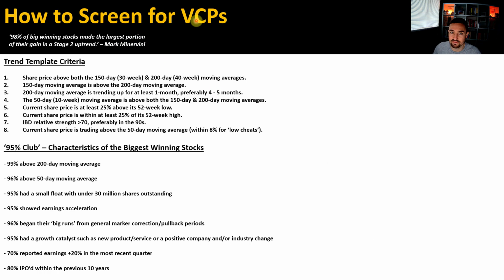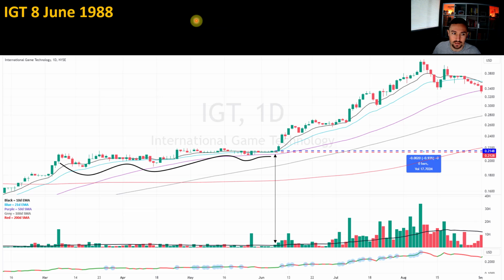So how to screen for VCPs. So I'm going to take you through this, the trend template criteria and the characteristics, the 95% club characteristics.